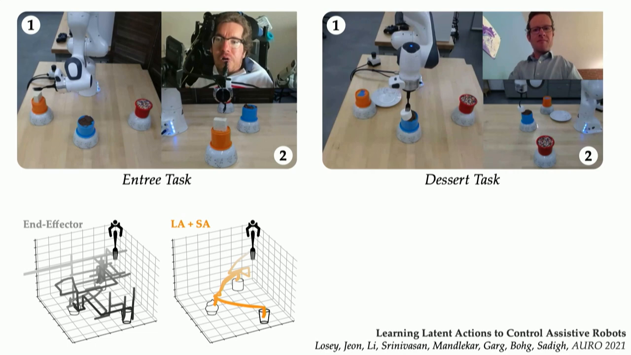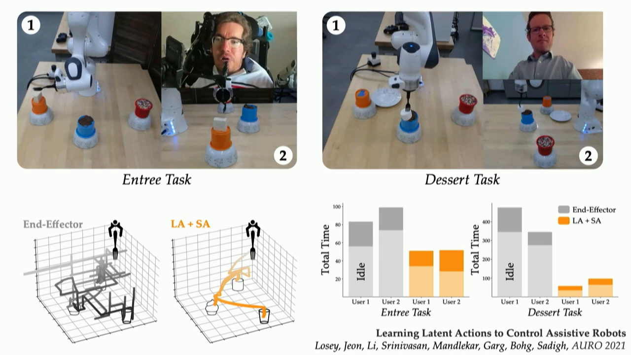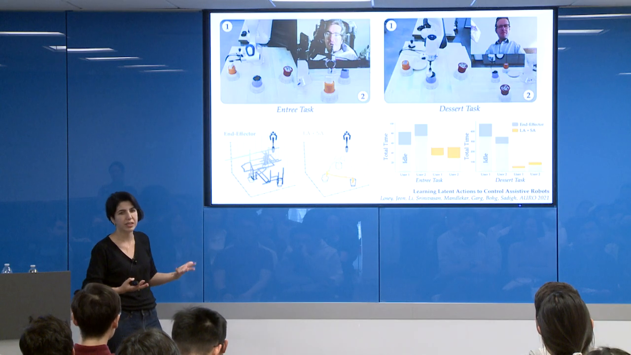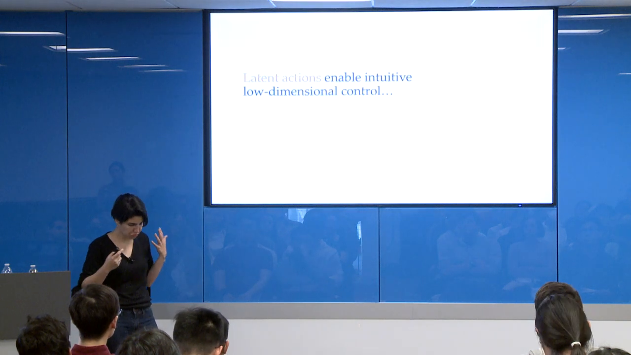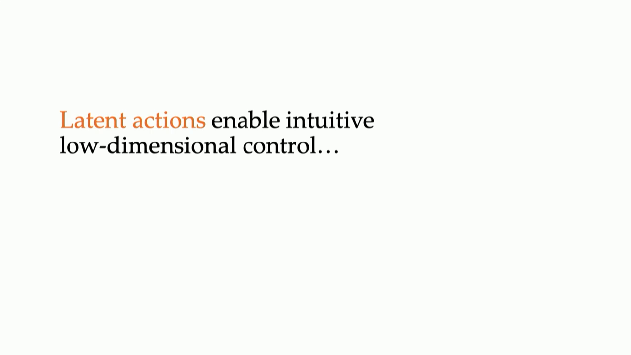Again, this idea of latent actions, plus a little bit of shared autonomy added on top of it, some level of belief modeling, ends up being a much smoother trajectory. And both in terms of idle time and active time that goes into doing the task, across the two tasks and across the two users, the latent actions approach ends up being faster than the end effector control. All right, so this was something that we were interested in looking at, to improve this interaction between the human and robot.